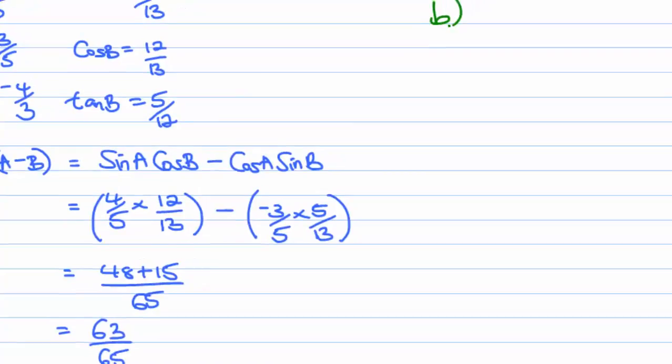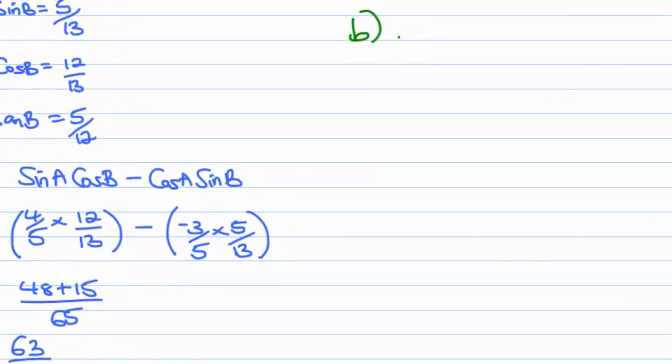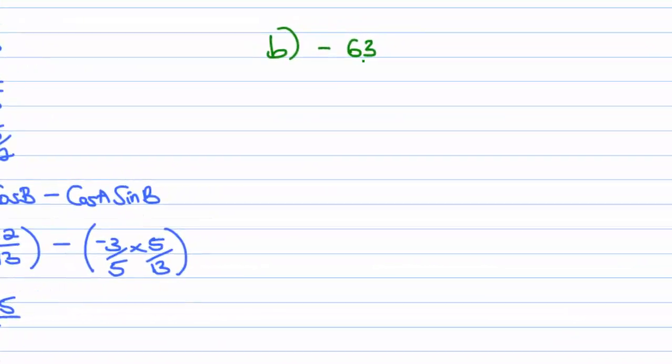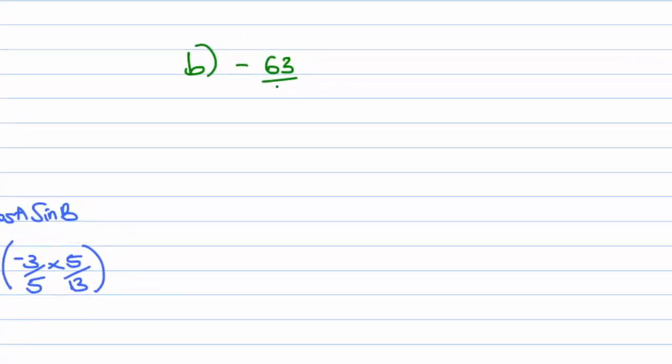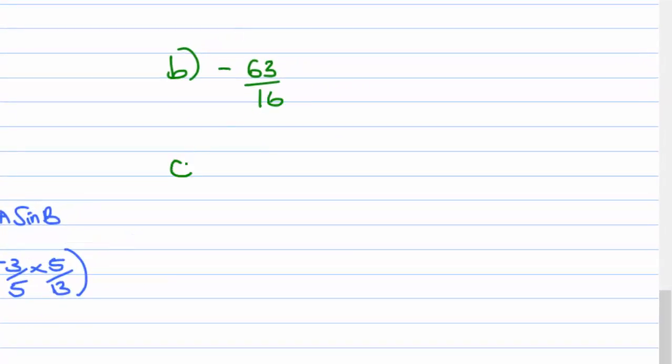And part B, you are supposed to obtain the answers I'm writing down there, negative 63 over 16. And part C, you are supposed to obtain that particular answer, negative 33 over 56.